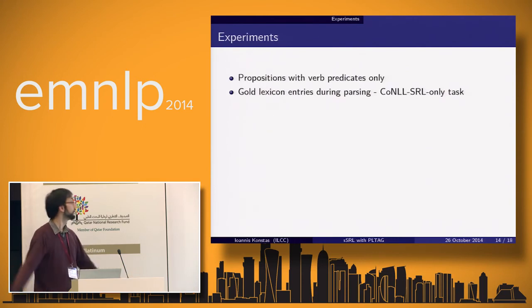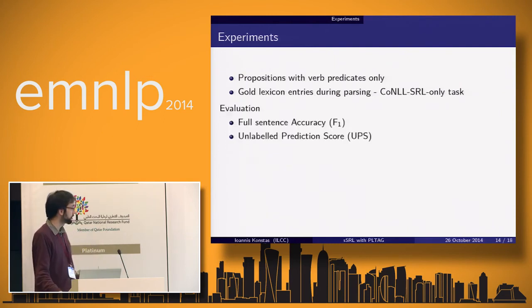Right, experiments. As I said, we just use propositions with verb predicates only for this particular work. And just because we wanted to test our ability to do semantic role labeling and not syntactic parsing as well, we stick with the gold lexicon entries during parsing. So this is similar to what you would have with the CoNLL SRL-only task, which is using the gold standard dependencies.